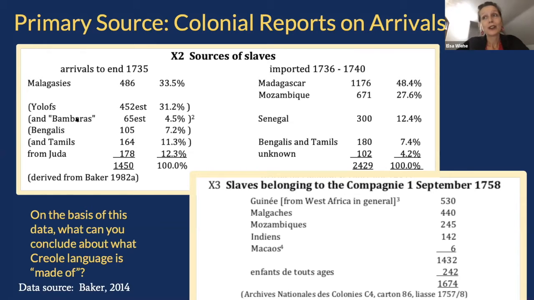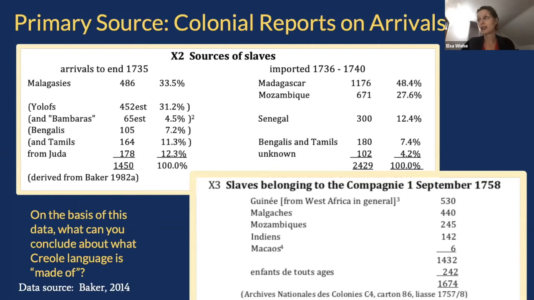The Wolof, Bambara, Bengali, Tamil, Juda can be taken to be Wida, so present-day Benin, Madagascar, Mozambique, so Kikuyu, Senegal, Bengalis and Tamils, and this is a summary of all non-Francophone arrivals by the year 1758. So you can clearly see that Malagasy features in high numbers and that there were steady arrivals also from India. And in the first table, you can see that West Africans really feature prominently, especially in that first wave.